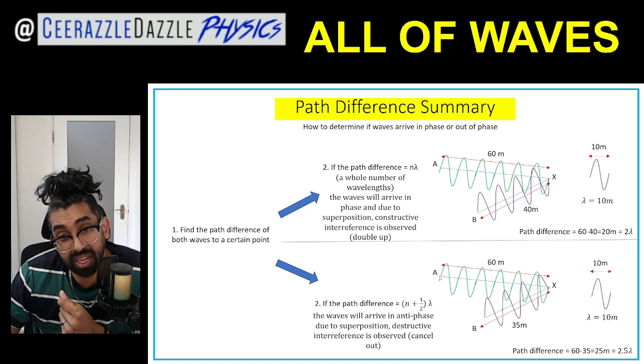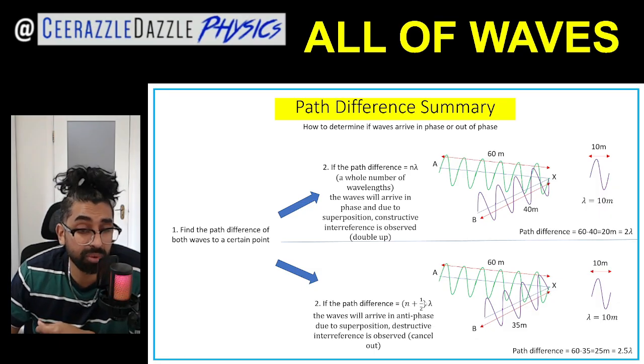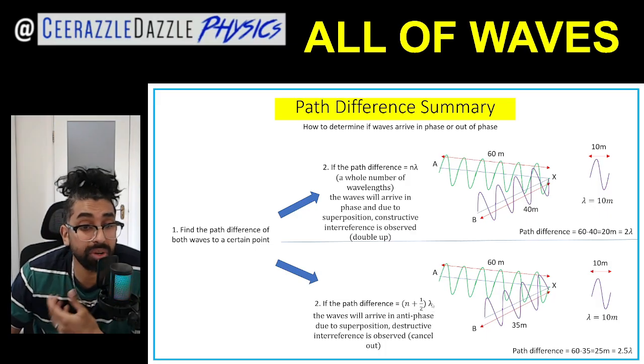So we can see over here, A and B, the path difference is 60 minus 35, which is going to be 25 meters. But if the wavelength is 10, that's obviously 2.5 wavelengths. And you can clearly see that, look, they will cancel each other out because the trough of this one is going to be colliding with the peak of another one. Therefore, the resultant wave is 0. So to summarize, if the path difference is n plus a half lambda, therefore it will arrive in antiphase and cancel out.